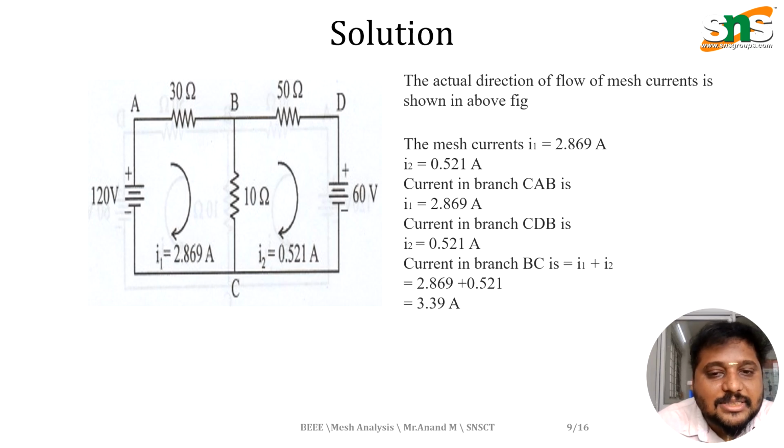The current in branch CAB is I2, 0.521. The current in branch BC is I1 plus I2, since that resistance is common to I1 and I2. So 2.869 plus 0.521 equals 3.39 amps, which is the common value.